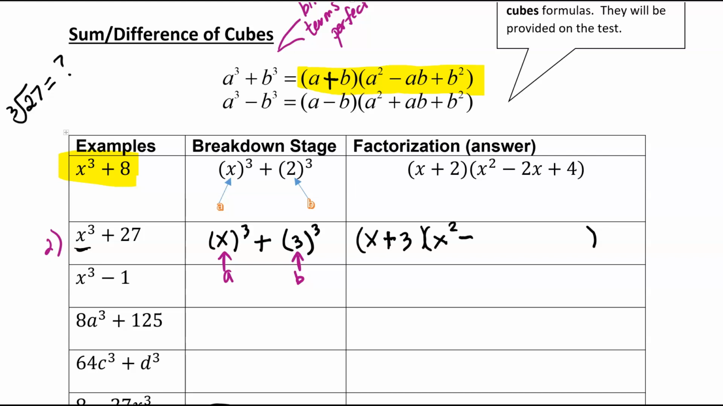Our a is x, our b is 3. So 3 times x is 3x plus b squared. Our b is 3. So if b is 3, then what is 3 squared? It is 9. So our answer is x plus 3 times x squared minus 3x plus 9. And of course you can check it by multiplying. But let's move on to the next problem, number 3.